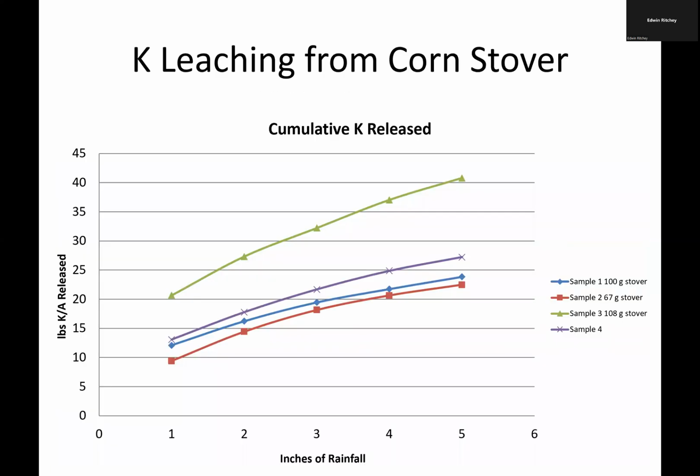This is just something I did a few years ago. I never really finished up, but talking about the leaching from corn stover, on the horizontal axis, the x-axis, has inches of rainfall, and then on the y-axis we have pounds of K released per rainfall event.